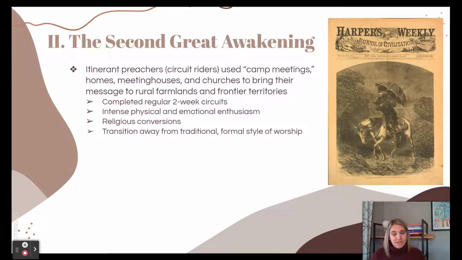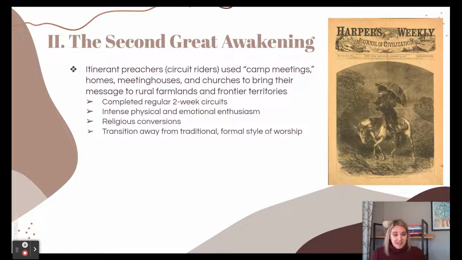Another really important aspect of the Second Great Awakening that you'll want to be familiar with is the idea of itinerant preachers, or traveling preachers. They were also called circuit riders. And so they would use sometimes churches, but often other venues like camp meetings, meeting houses, homes, a variety of ways to bring the message to people that are more isolated.